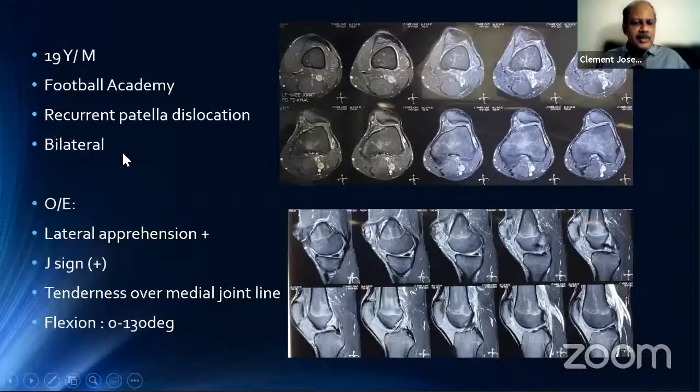So, a 19-year-old boy who plays football at a high level, that is his career, has been having recurrent patellar dislocation on both knees, with the left side being more symptomatic. On the right side, he had his last dislocation around 3 years ago. Overall, 2 dislocations on the right side and more than 5 on the left side.